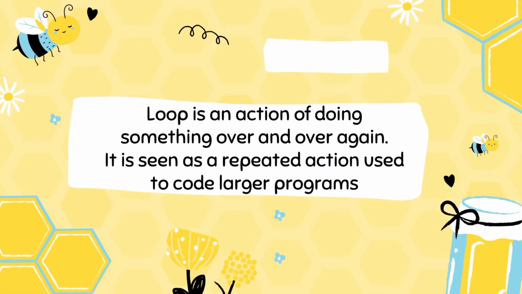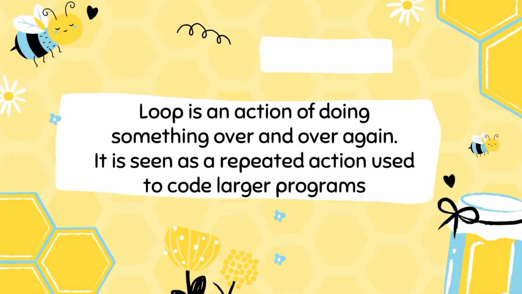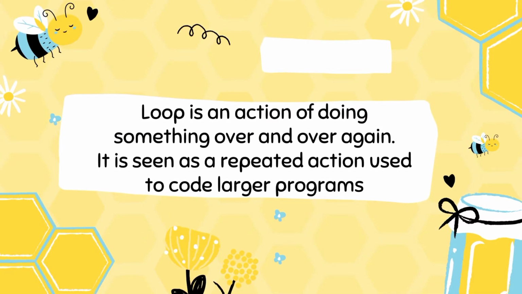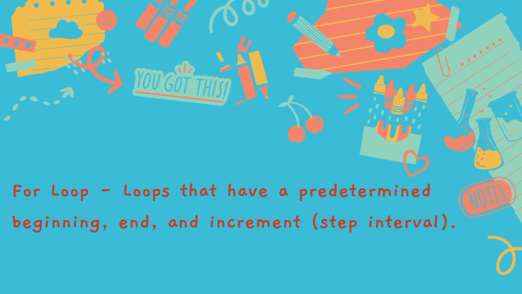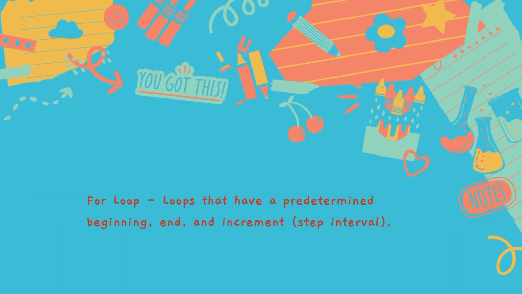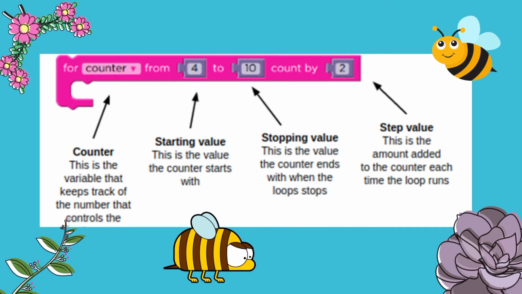And like we all know, loop is an action of doing something over and over again, or we can say it is a repeated action, and it is used to code larger and longer programs. We also talked about the for loop, that the for loop is a loop that has a predetermined beginning, end, and increment, which can also be called an interval or step interval. It means that you can define the beginning, you can define the end, and also how many steps you want to move.